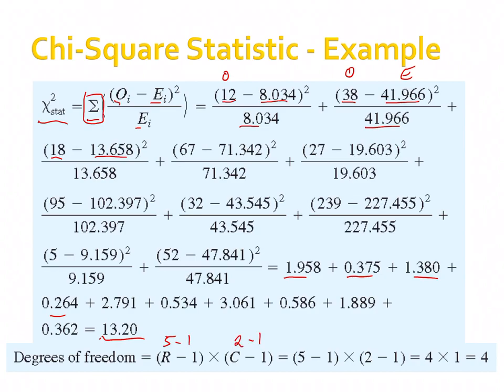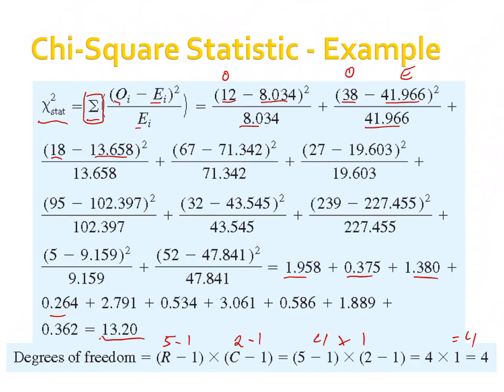In order to determine our degrees of freedom, we take our rows, so 5 rows minus 1, times columns, 2 columns minus 1, and multiply them out. So we have 4 times 1, which equals 4, so our degrees of freedom is 4.